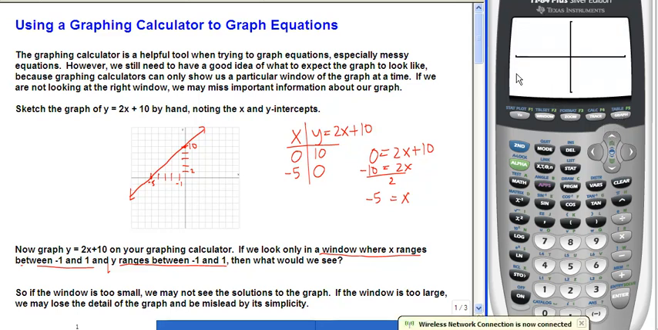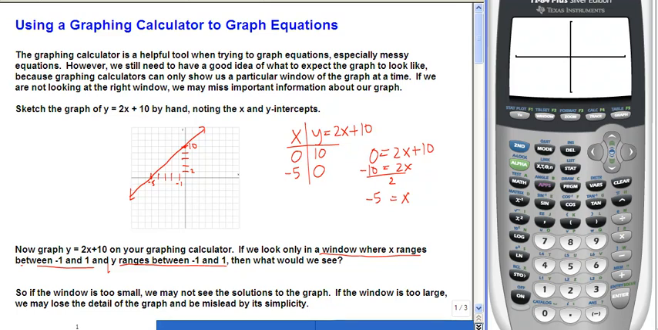And you can see some tick marks here. I've got a little mark on the left, that's -1 for X, and the mark on the right is +1 for X. The little mark on the bottom is -1 for Y, and +1 for Y. So what this shows us is that I don't have any part of my line showing up in this window. This would be a zoomed in version of my graph.